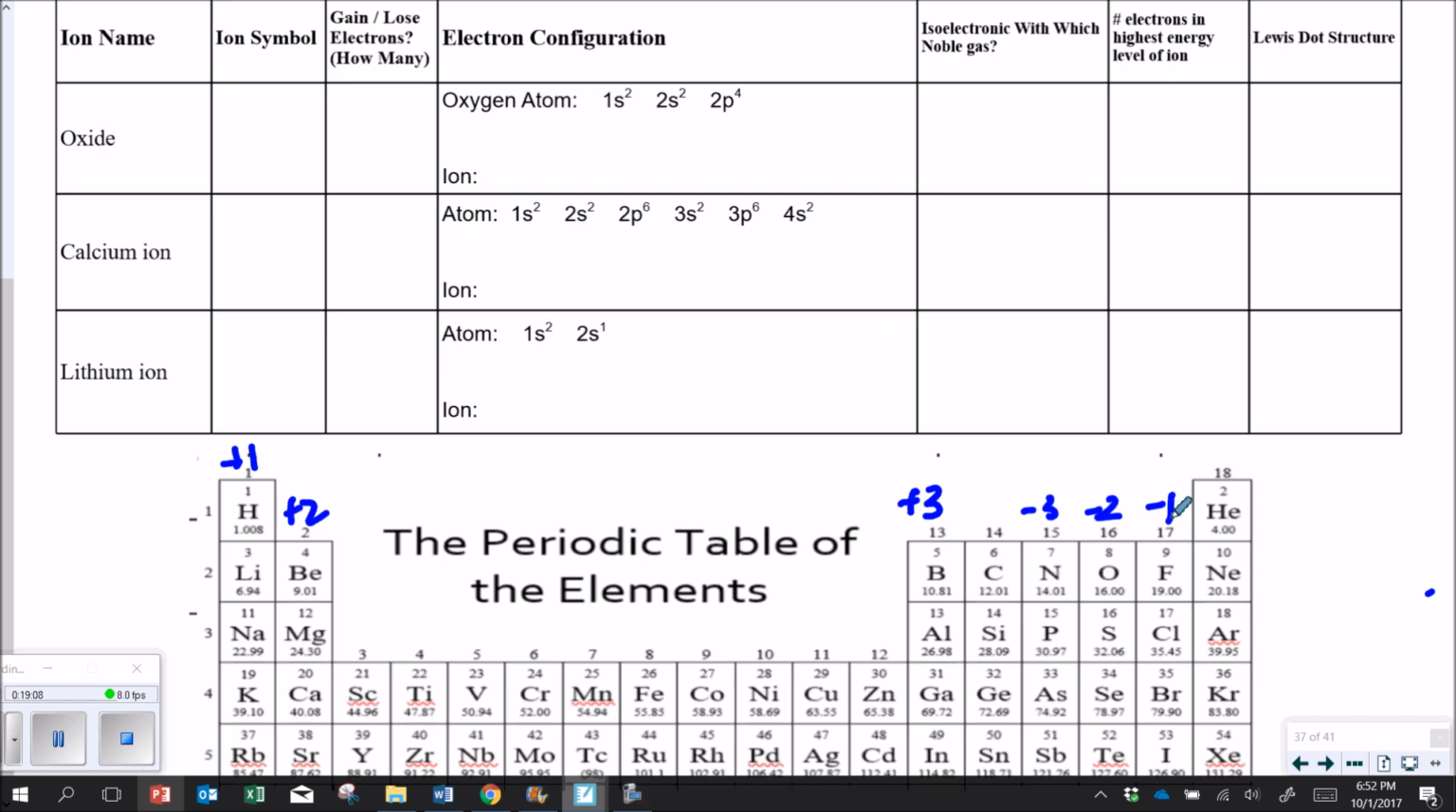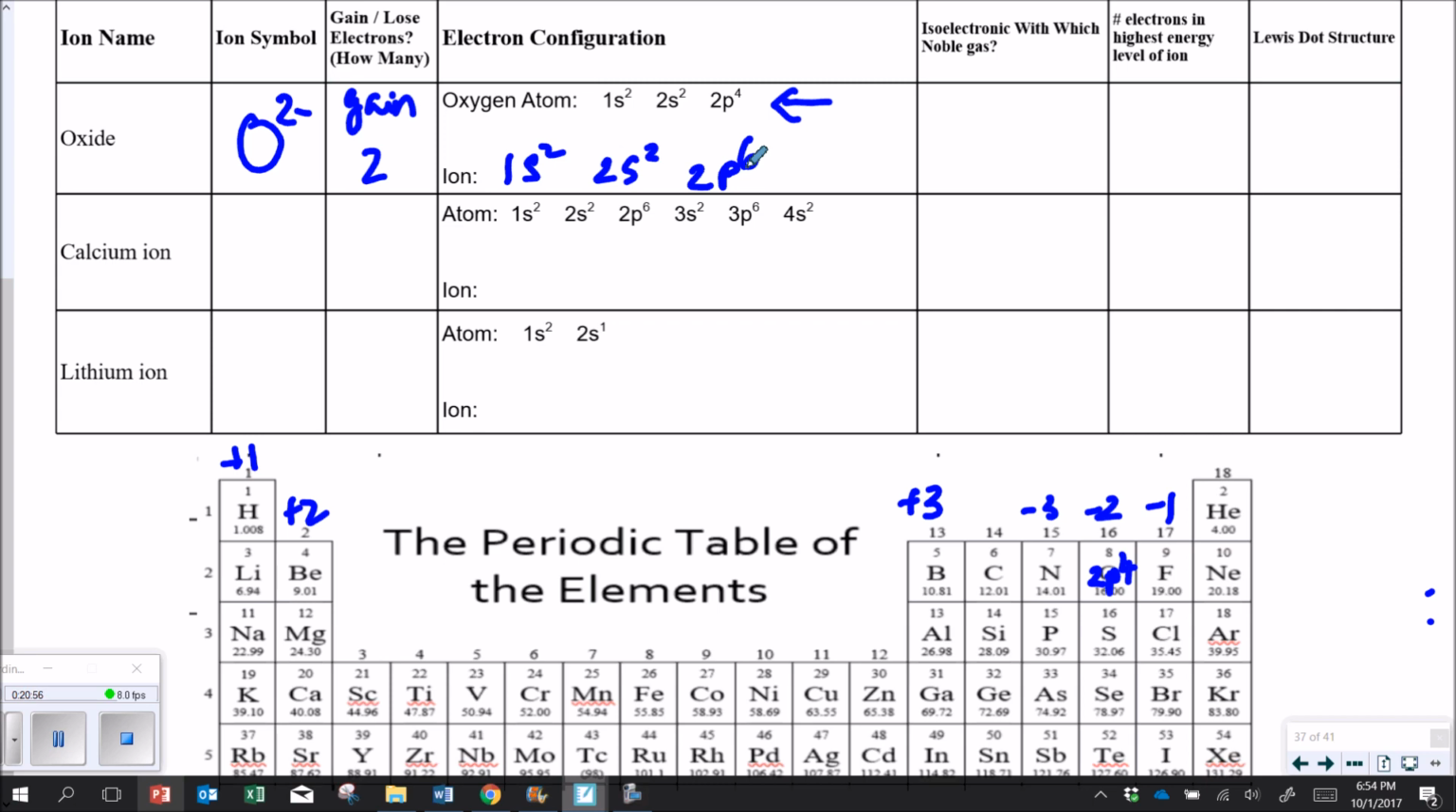So if we look at oxide, the ion symbol will be O with a -2. That means it gained 2 electrons. Looking at the electron configuration for the oxygen atom, it ends at 2p4. So if it gains 2 electrons, we will end up with 1s2, 2s2, and the 2p will be able to go up to 6 electrons to gain those 2 electrons.